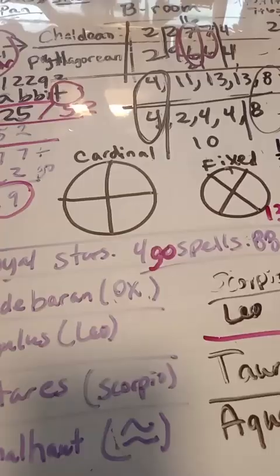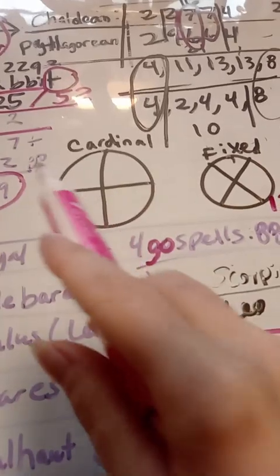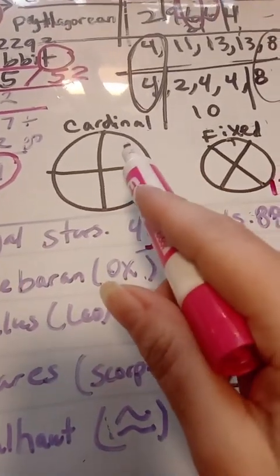Okay, and I want to show you what's the difference between fixed and cardinal. I want to show you these values. I want to show you some stuff so this can help paint a more elaborate picture for you of what is going on with the zodiac here and what it has to do with your cardinal and fixed signs. Okay, so here I have drawn your cardinal positions on the wheel.